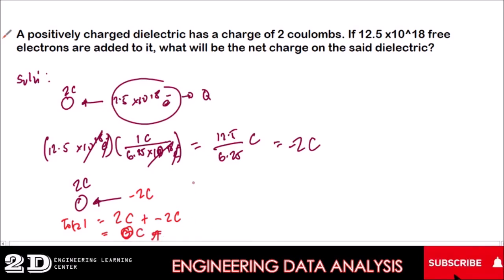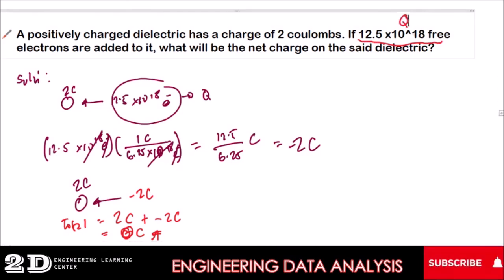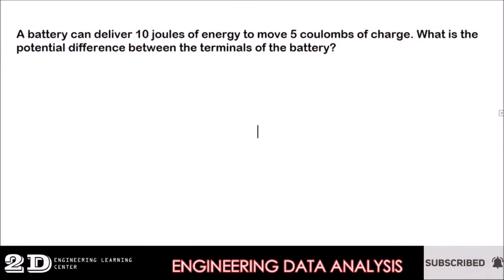So ginamit dito is converting our given electrons into its equivalent charge. Okay, next we have this one. A battery can deliver 10 joules of energy to move 5 coulombs of charge. So what is the potential difference between the terminals of the battery?